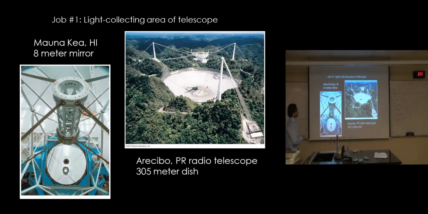So job number 1, there's really no way around it. The only way to be successful at job number 1 as a telescope is to have a large light collecting area. And remember, every part of the electromagnetic spectrum is fair game. So this is a large light collecting area for the Mauna Kea telescope in Hawaii. It's an 8-meter mirror. So people have fabricated this 8-meter in diameter mirror.